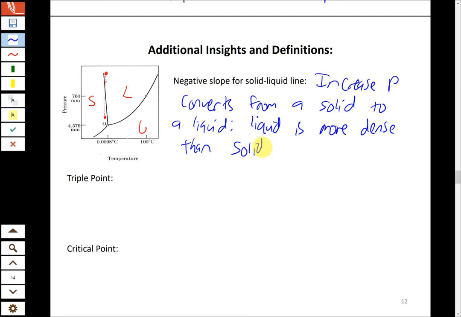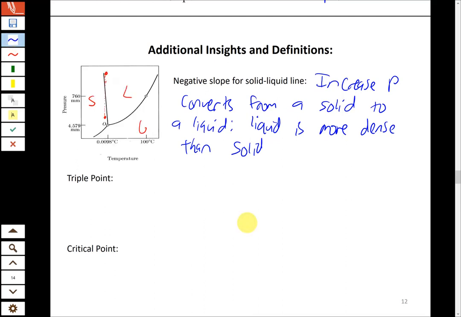And the slope of this solid liquid line tells us that. If it's negative like it is here, that means when we raise the pressure, we go from solid to liquid. If it was a positive slope, it would be the opposite. It means when we raise the pressure, we go from liquid back into the solid region, and that means the solid is more dense. So you can predict the relative densities of the solid and liquid phases by the slope of that line that divides them.